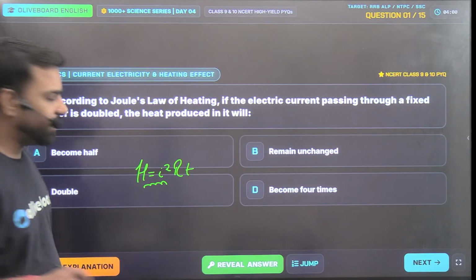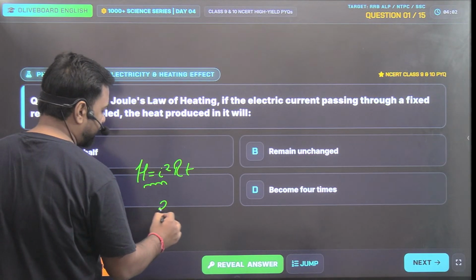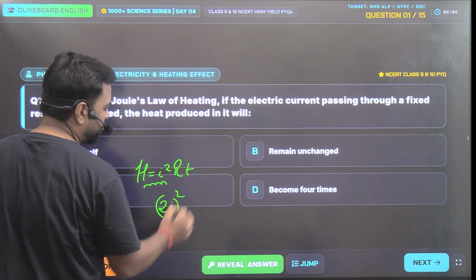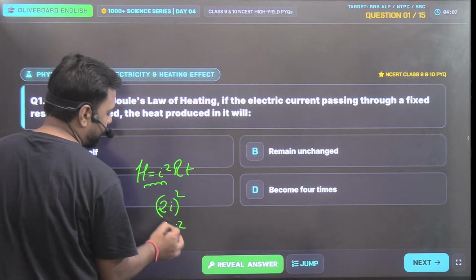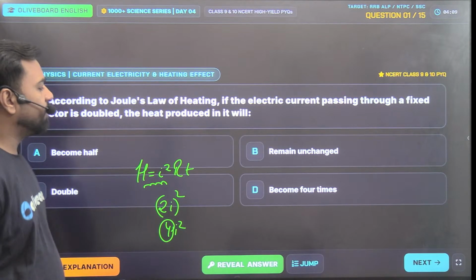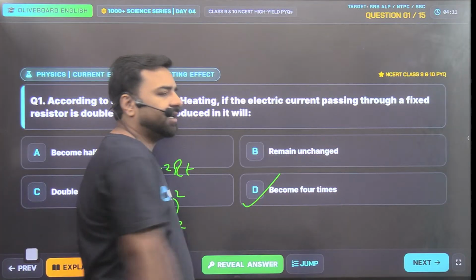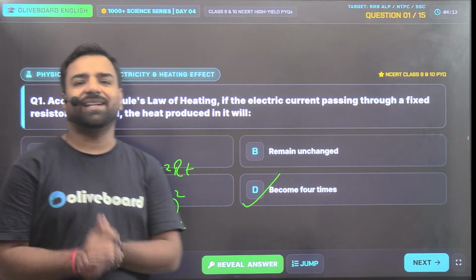Since the current is being doubled, it will be 2I whole square, which becomes 4I square. So heat will become 4 times, and obviously, Ankita, you are 100% correct here. The correct answer is D.